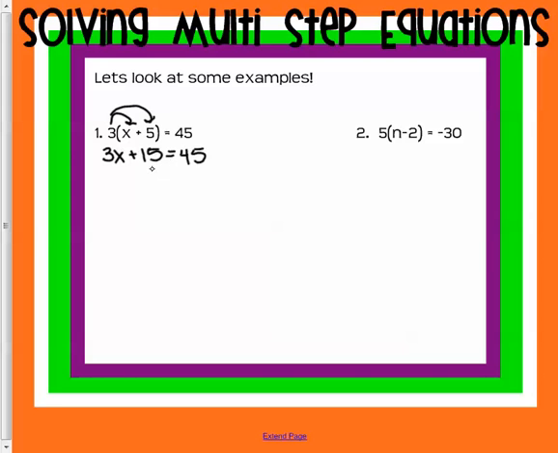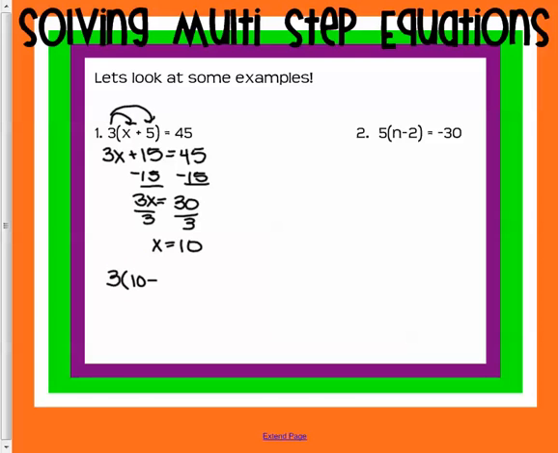So we've got to combine our like terms and get this 15 away from the 3x. So to do that, we do its opposite, which is negative 15, and we get 3x equaling 30. So now we have to get rid of the 3 in front of the x. So we divide by 3, and we get x equaling 10. So this is 3 steps that we had to do. That's a lot of work, and make sure that you check your answer. At least do it with a calculator.